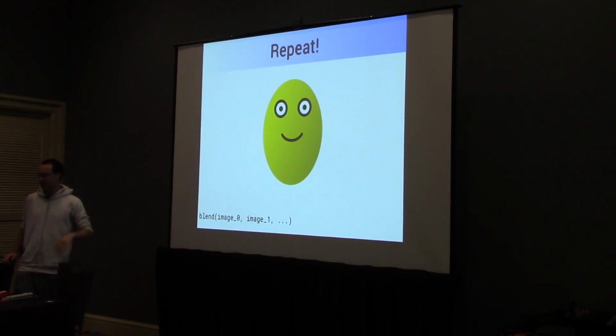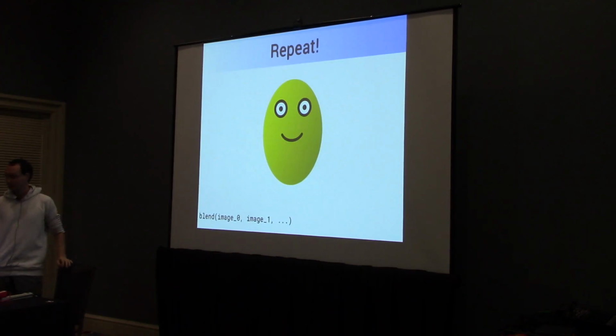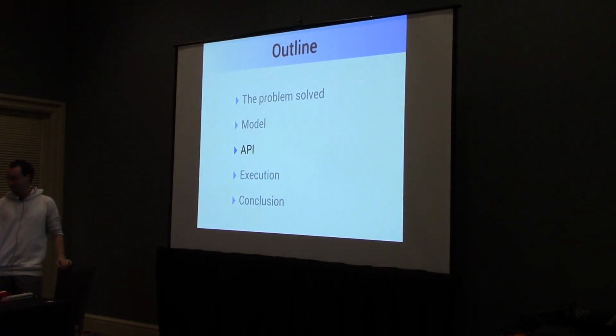And if you repeat this process with many images, you start being able to express interesting graphics. So in this case, we design a few primitive images and we blend all of them with a function which takes the different images and returns a composition of the image. Now the API to express this.